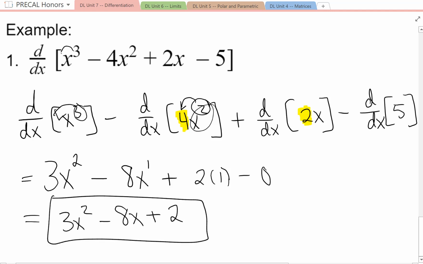All of that can be done with the power rule, sum and difference, and now constant multiple rule.